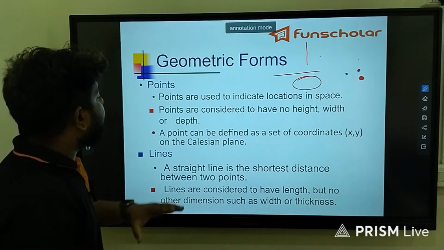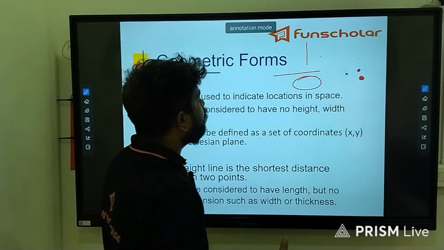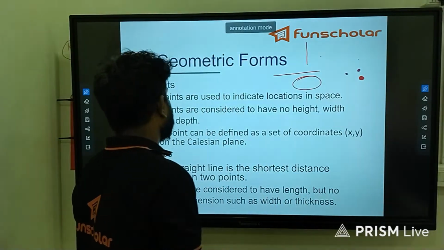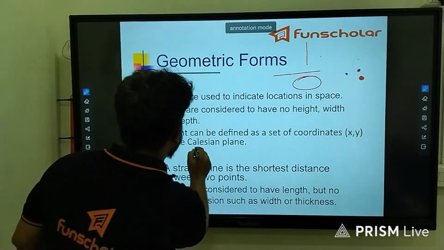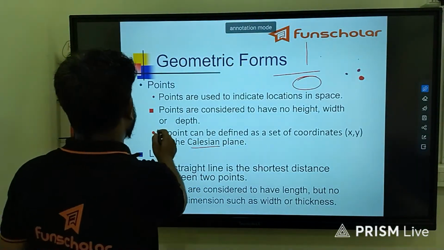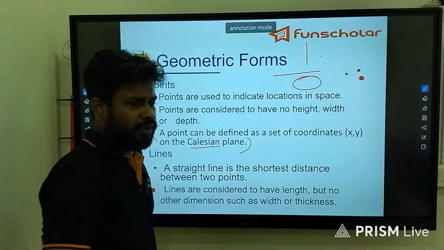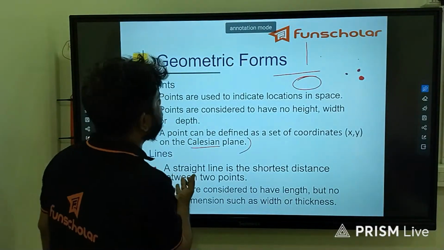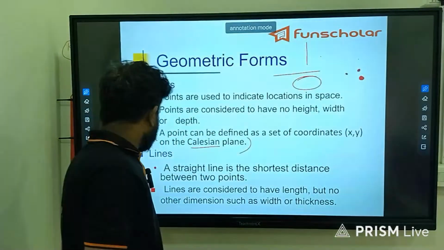Okay, a point can be defined as a set of coordinates on the Cartesian plane. Though this information is not very beneficial for you, you will learn this in class 8 or 9.